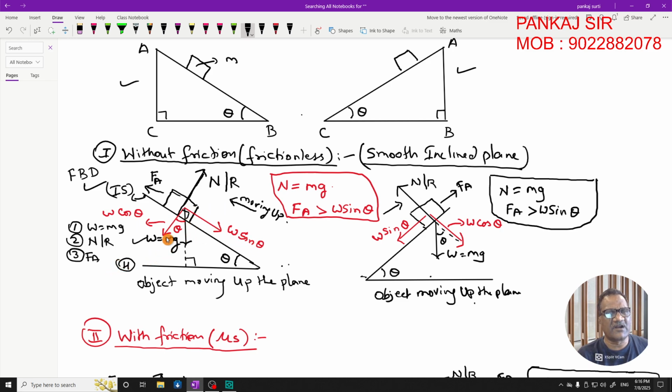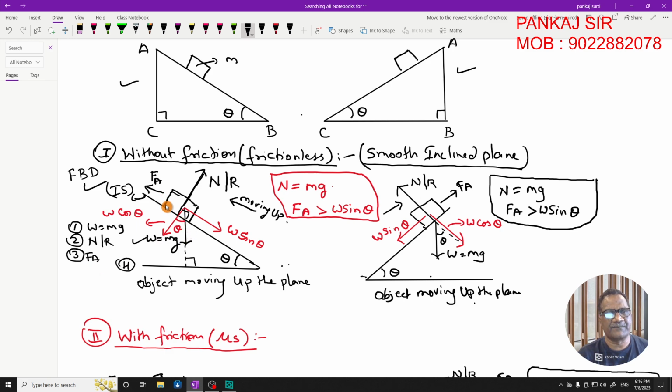And since we are not considering any friction in this case, otherwise the fourth force which comes into the picture is the friction force as well. But now we are not talking about the friction force. So these are the three forces: the weight force, that is mg, the normal force or the reaction force, and the applied force Fa.